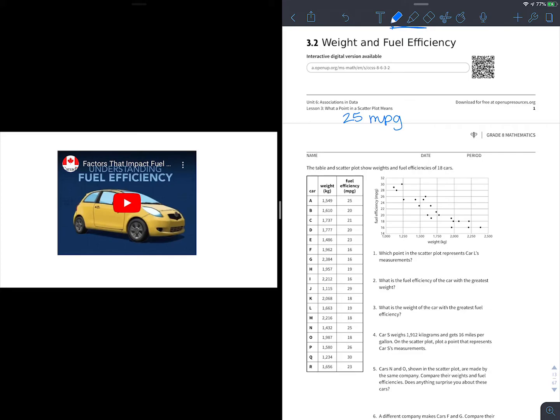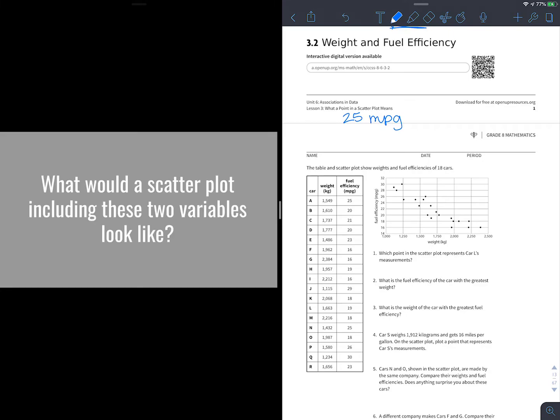To produce more power, an engine may use more gas. Driving conditions, more frequent stopping and starting, or hills will use fuel less efficiently. And then there are the accessories being used. Air conditioning requires energy that is not used for actually driving the car. So think about what a scatter plot would look like if we were to include these two variables.